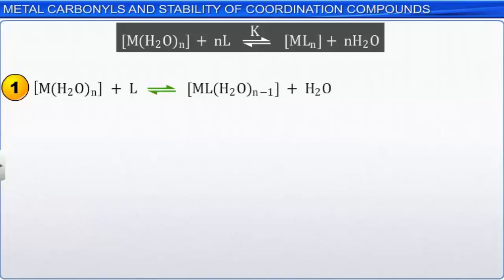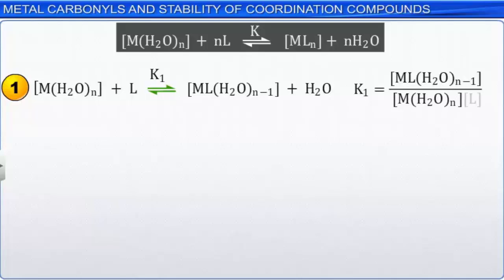The second step may be written as ML(H2O)n-1 plus L in equilibrium with ML2(H2O)n-2 plus H2O. Stability constant K2 for this step is equal to the concentration of ML2(H2O)n-2 divided by the concentration of ML(H2O)n-1 multiplied by the concentration of L.